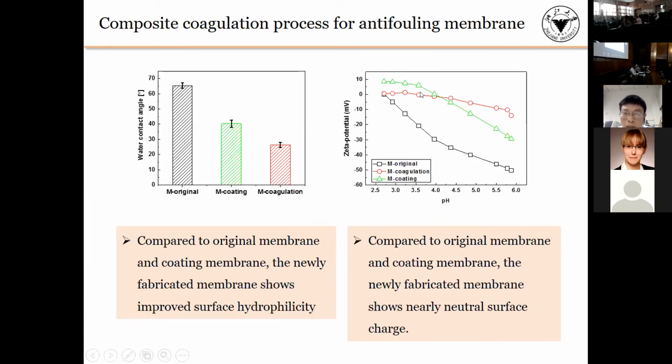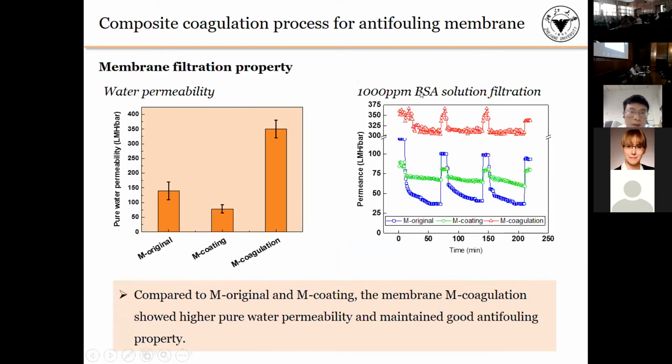For the water permeance, it is much higher than for the original membrane, and also for the BSA filtration, we can find that the flux retention or total recovery is much higher than the original membrane.